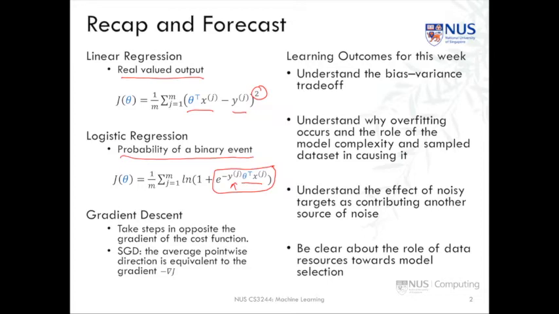In both cases, we saw that we could use gradient descent to come up with a solution. This works by taking steps in the opposite direction of the gradient of the cost function. We saw in the case of linear regression that there's also a closed form solution called the normal equation.